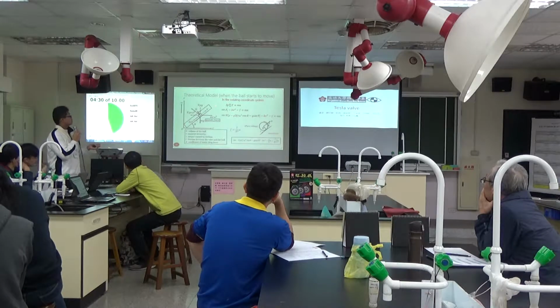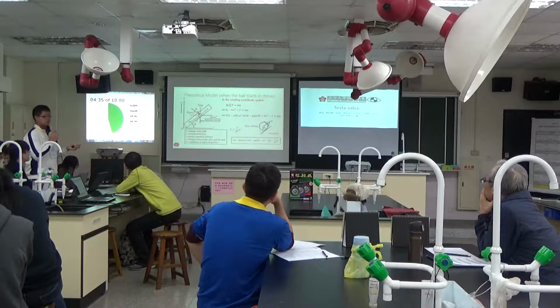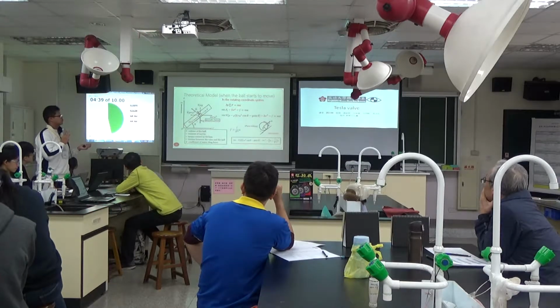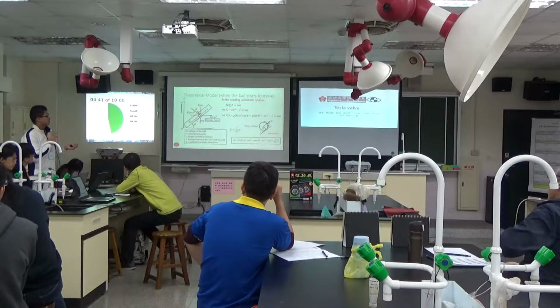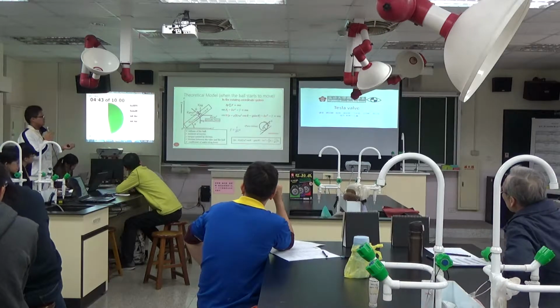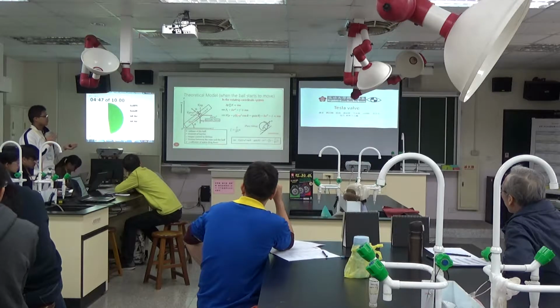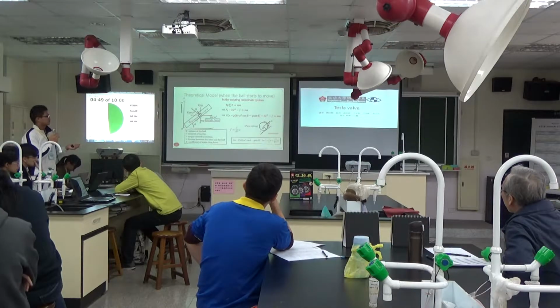And here is the second part of our theoretical model. When the ball starts to move, we have to introduce the drag force into our model. So by sigma F equals m times a, we know that the net force minus the drag force, proportional to v squared, minus the frictional force equals m times a.